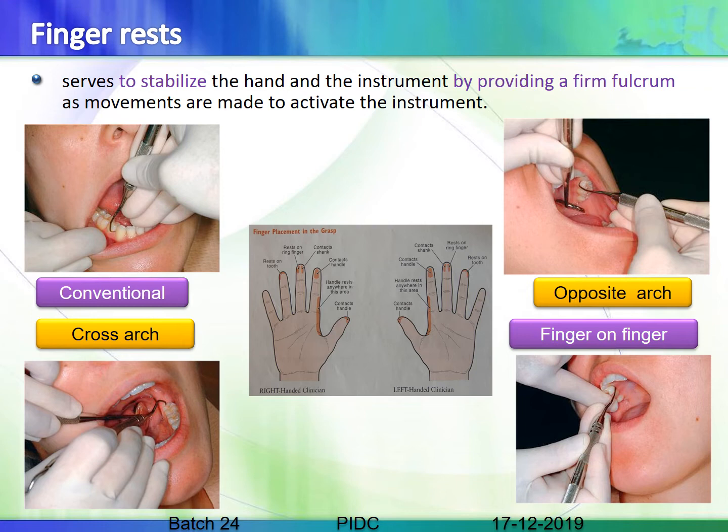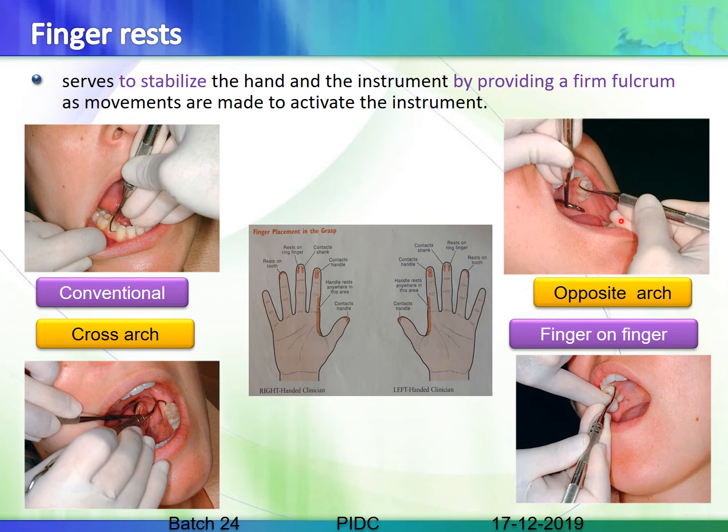There are four types of finger rest. First, the conventional finger rest, wherein the ring finger is used for the finger rest. You can see that it is either placed on the adjacent teeth or two or three teeth away from the site of working. So this is called a conventional finger rest.